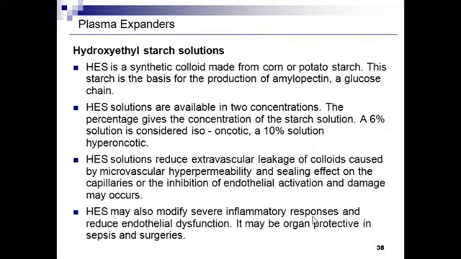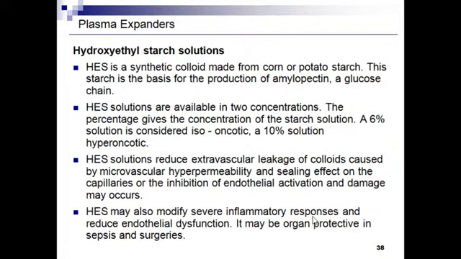The second clinical solution for hemodynamic action is the hydroxyethyl starch solutions. The abbreviation HES stands for a synthetic colloid made from corn or potato starch. This starch is the basis for the production of amylopectin, a glucose chain.